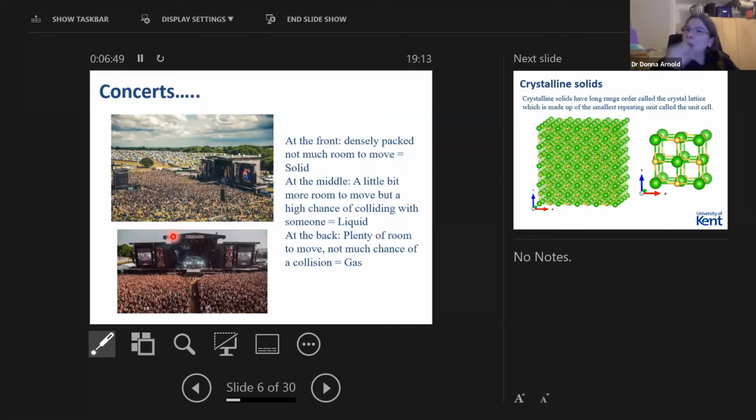So you can see how we can think about the crowd being densely packed near the front, less densely packed but still quite a lot of people in the middle, and fewer people and less densely packed in the back. So now that we have that in our head, we can start to think about these things in different ways. So first up, let's think about a solid.